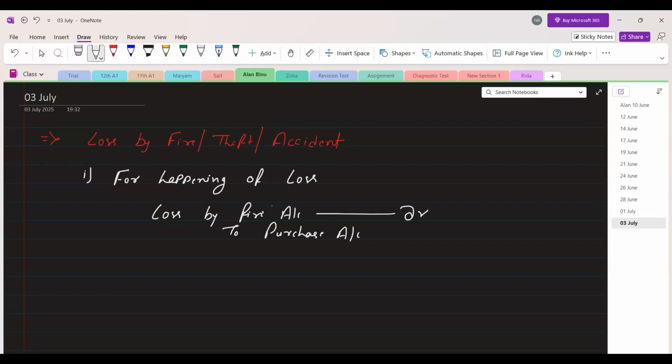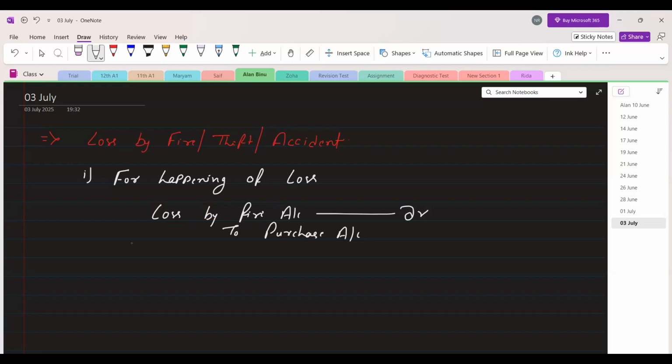If it is cash, like goods, sorry, cash stolen by one of the employees, so it will be loss by theft account debit to cash account. So this is how it works. You have to remember that instead of loss by fire, you can write loss by theft or loss by accident. And instead of purchase on the credit side, you can write any asset's name or cash.